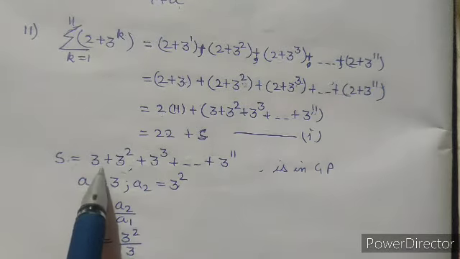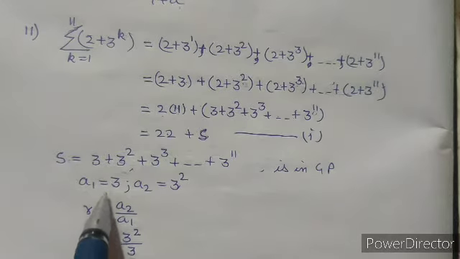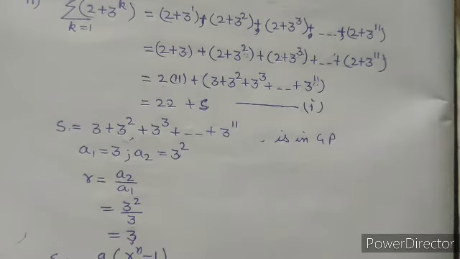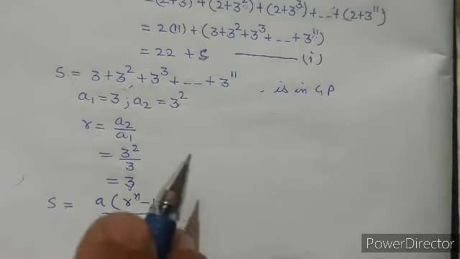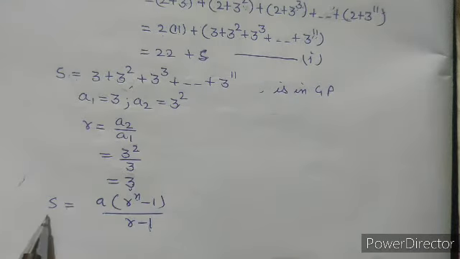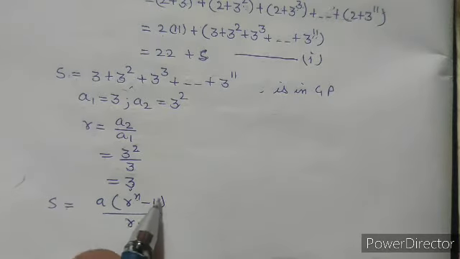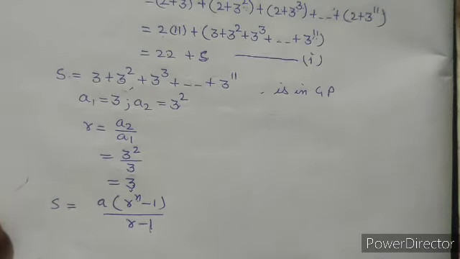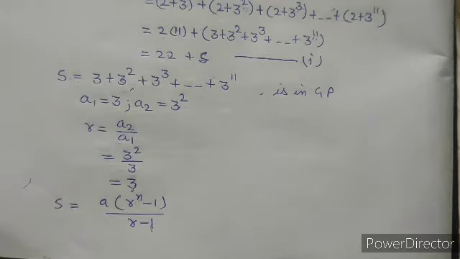Here a1 is 3 and a2 is 3². So common ratio r will be a2 upon a1, and that will be equal to 3. Now here r is greater than 1, so this S will be equal to a(r^n − 1) upon (r − 1). Now we can put the values of a and r to find out the value of S. Here a is 3 and r is also equal to 3.